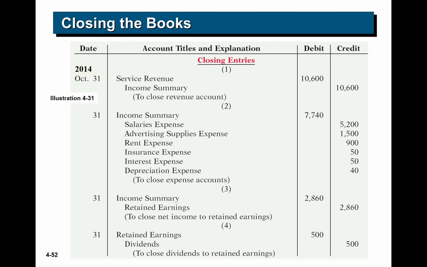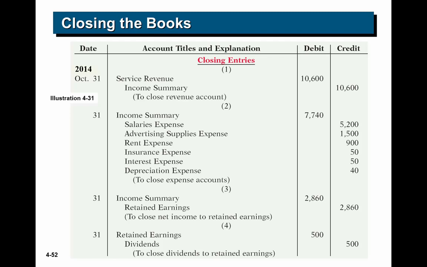This is a special account we use just for closing the accounts. We're going to credit income summary the same $10,600. Then we can see all of our expenses. Remember, they would have debit balances because that's the normal balance for an expense. So we will credit those accounts their full balance, so they now have zero balances, and we will debit income summary for the same amount. Then our income summary account will have a balance.